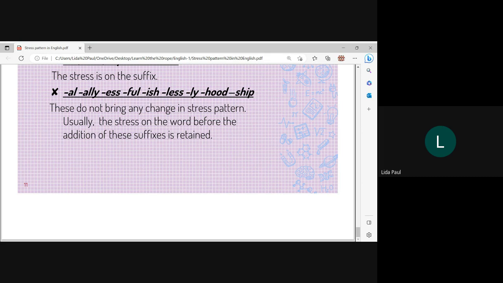And what is it? Words like "object" or "project" can be used both as verbs and nouns. When used as a verb and when used as a noun, they have different stress patterns. When used as a noun, like you know that all the nouns usually take the stress on which syllable? First syllable. So when it is used as a noun, it takes the stress on the first syllable.